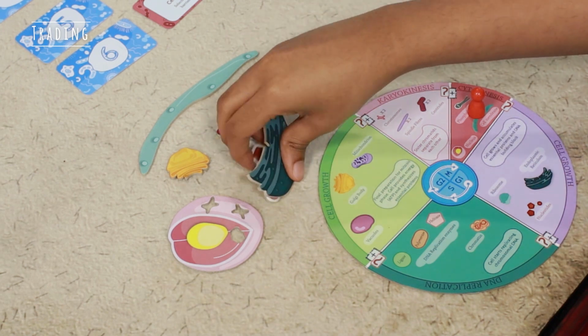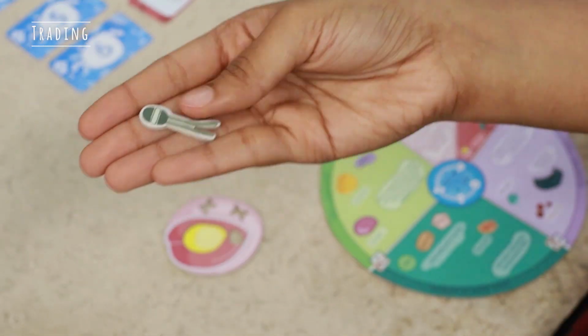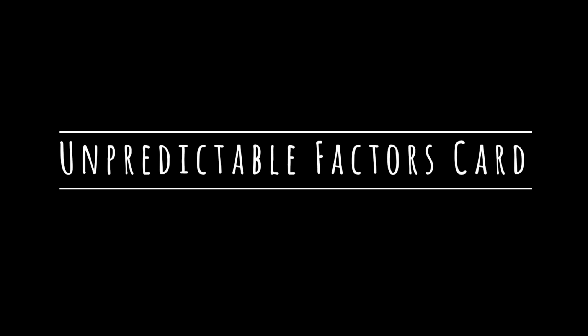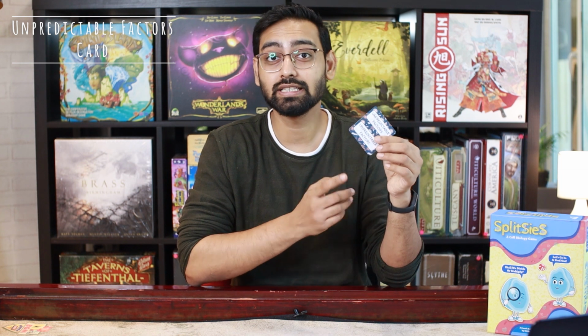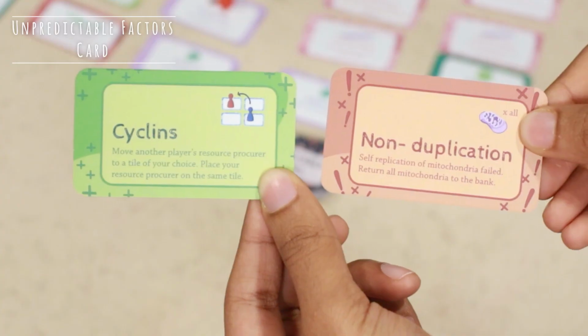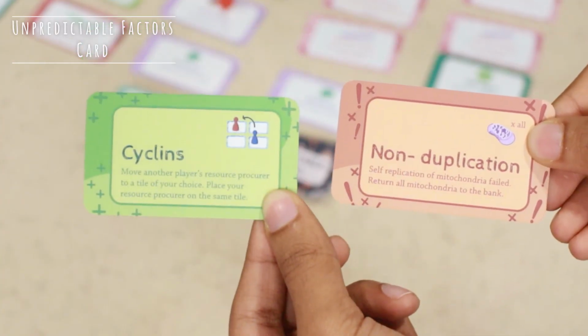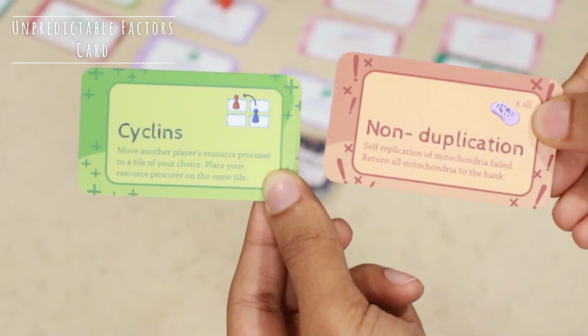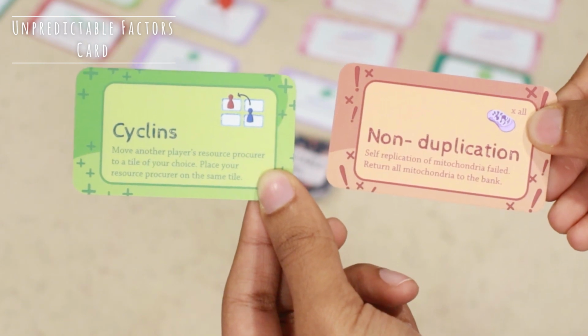Trading. A player may in their turn choose to trade these resources with the supply by giving exactly 3 unique resources and taking any one anytime. Playing an unpredictable factors card. If a player obtained an unpredictable factors card in their previous turn, they may play one of these cards in their current turn and resolve its effect. These green cards would benefit you, while these red background cards would put your opponent at a disadvantage.